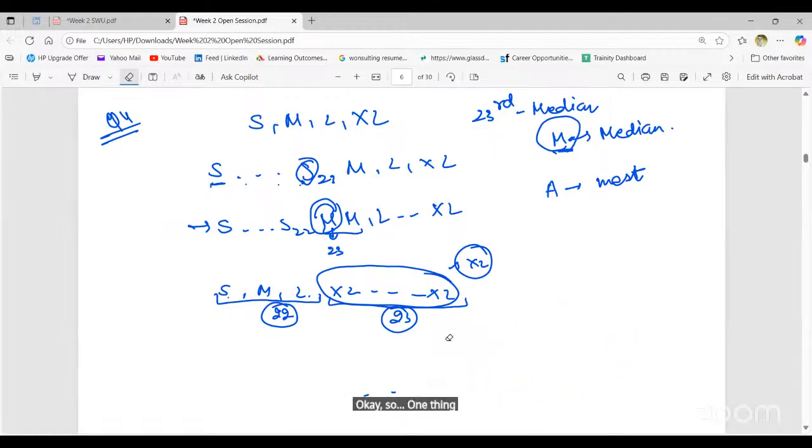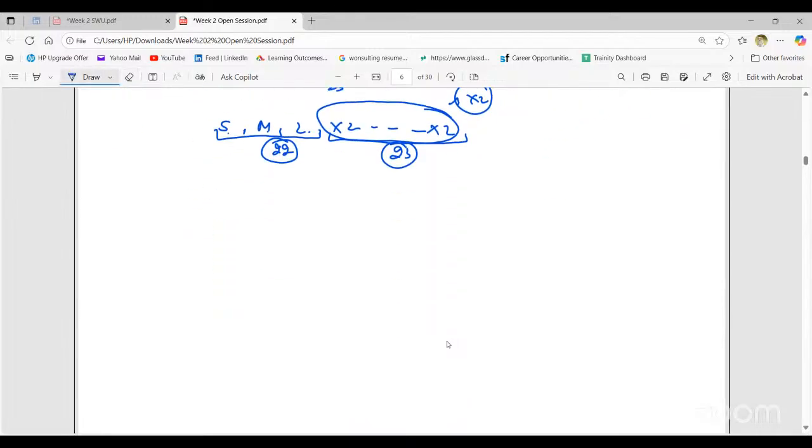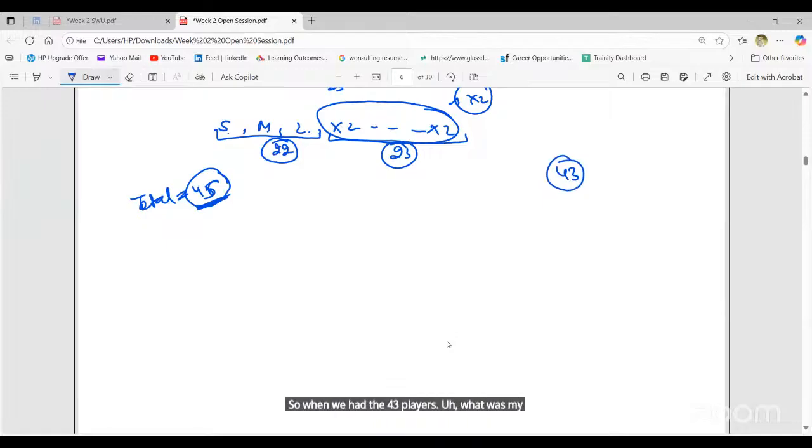One thing is, in total, how many players are there? 45, correct? So basically, we need to find the median of these 45 players. When we had the 43 players, what was my median? 22, right? And B was choosing the 22nd rank, which is the median player, correct? So now if I have 45 players, that means my median is the 23rd. Yes, right?